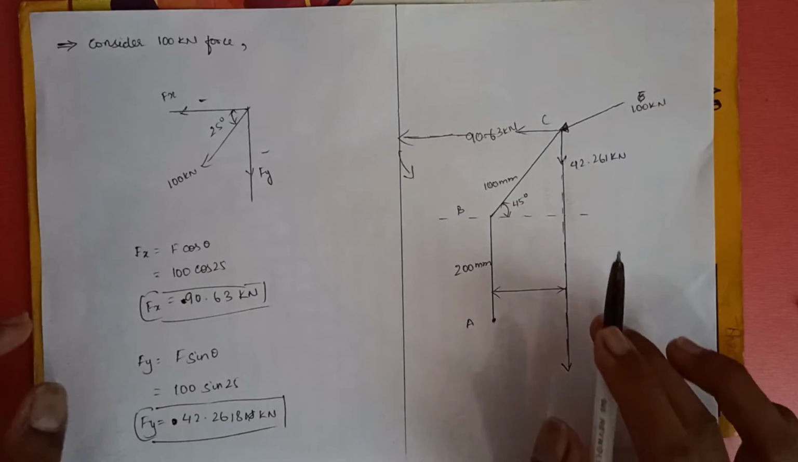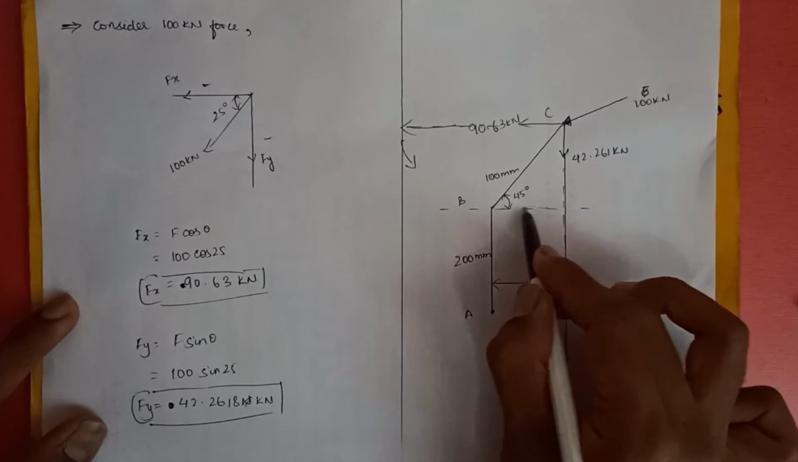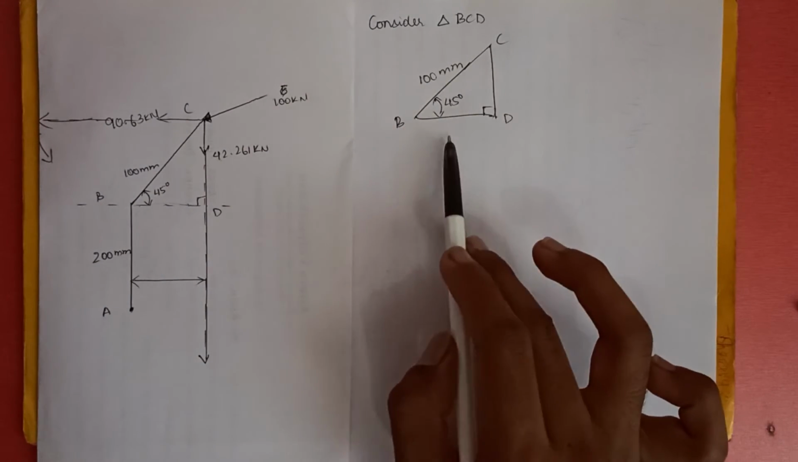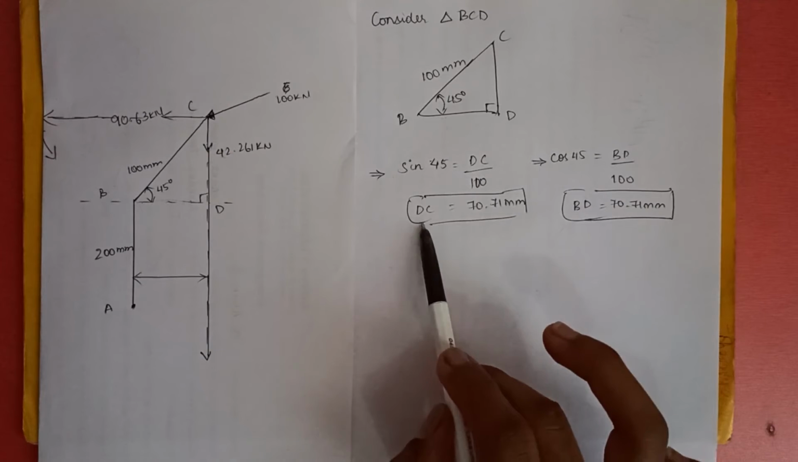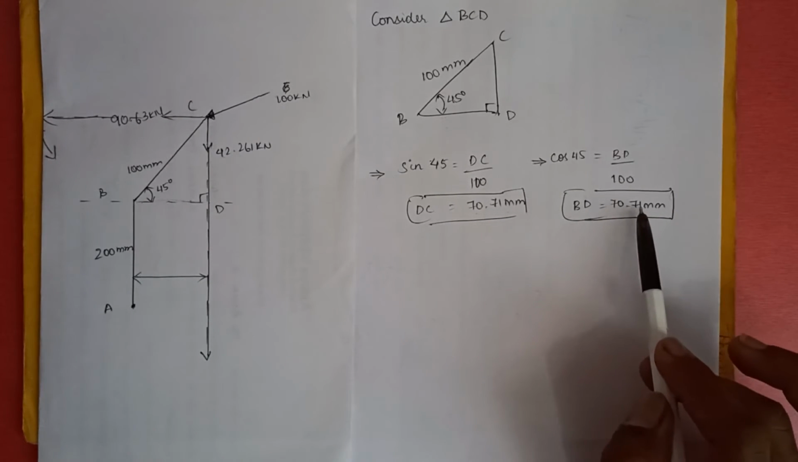Okay, and again you have no idea about the perpendicular distance. For that we need to calculate this distance. Again we need to consider the triangle BCD. We can find the distance by applying sine and cos to a 45 degree angle. We get DC is equal to 70.71 mm and BD is equal to 70.71 mm.